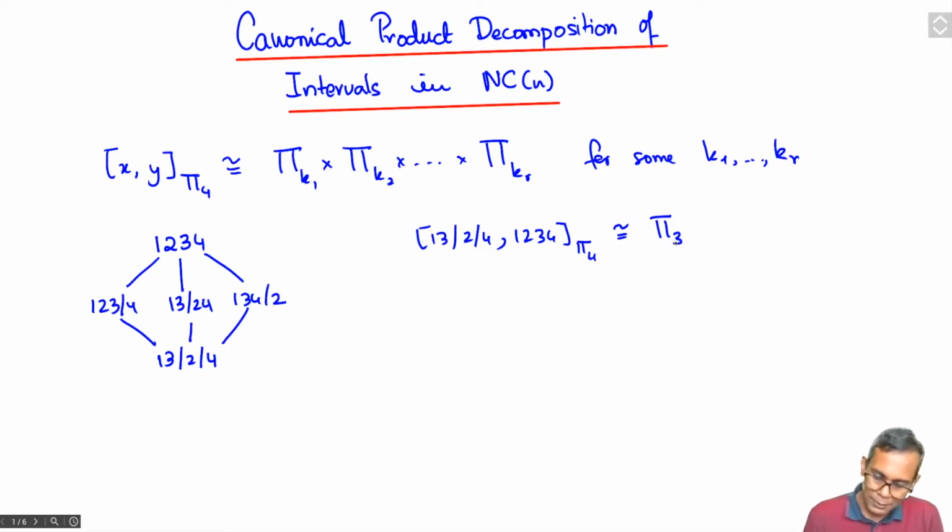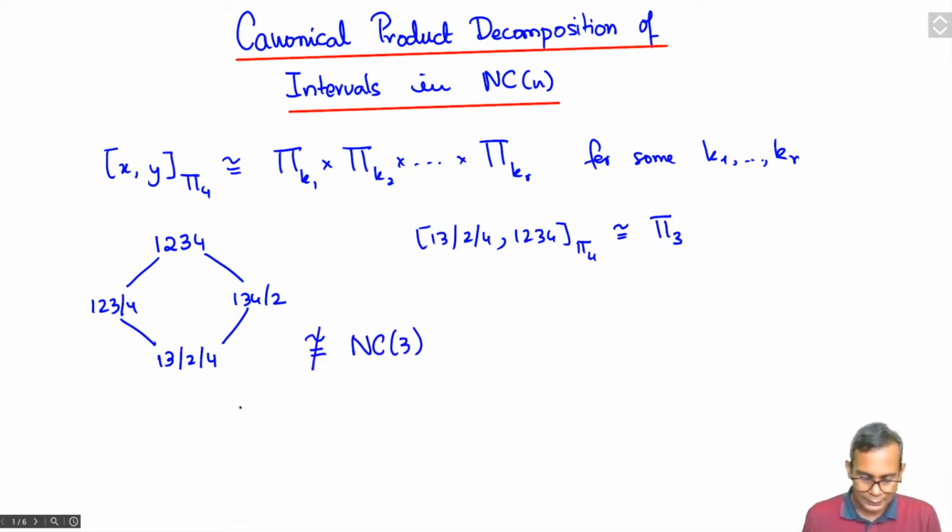But now what happens if you look at non-crossing partitions? This 1 3, 2 4 is no longer a non-crossing partition, and so if you're working in the lattice of non-crossing partitions, this is what the interval looks like. It only has 4 elements. So this is no longer isomorphic to NC_3, but in fact you can show that it is isomorphic to NC_2 × NC_2. You should try to do this by yourself.